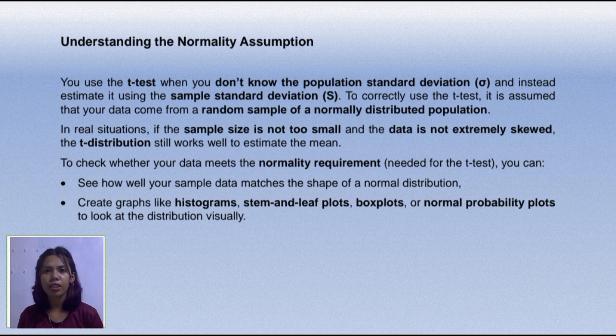The second one is assumptions for the t-test. The data must be a random sample from a normally distributed population. If the sample size is very small and the population isn't highly skewed, the t distribution works well to approximate the sampling distribution. The third one is evaluating normality.